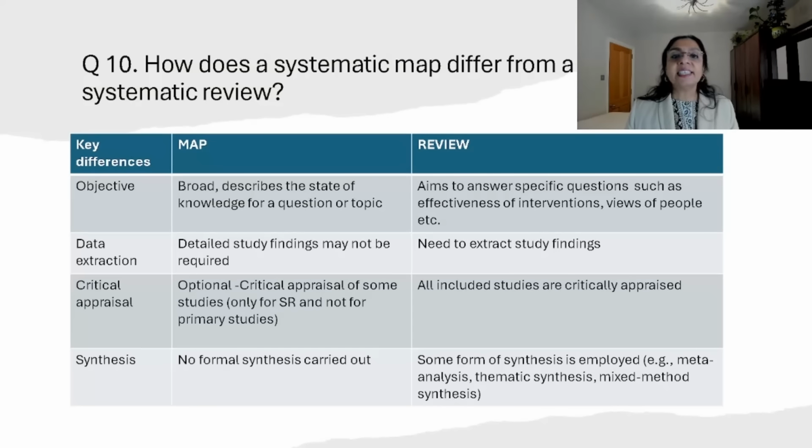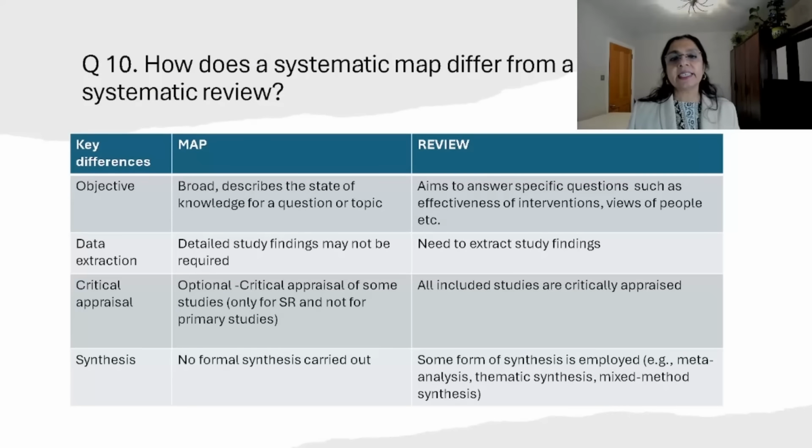Critical appraisal is an optional step in a systematic map. Sometimes we do critical appraisal of some studies. That means the systematic reviews included in a map can be appraised, not all the primary studies, because often a systematic map involves several hundreds of studies and different study types. So it is an optional step, not a compulsory step. But in a systematic review, it is a compulsory step. All included primary studies are critically appraised.